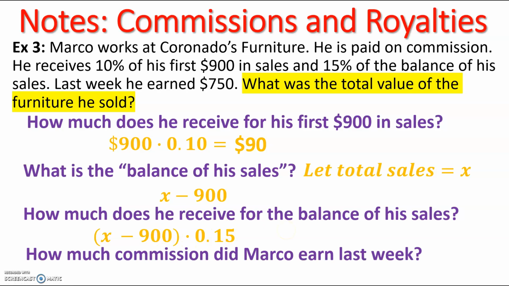So how much commission did Marco earn last week? Well, we would have to take the total of the $90 for the first 900 in sales and our expression here, x minus 900 times 0.15. Now, according to the problem, we know how much he earned in commission. We know that that was $750. So we now have an equation.